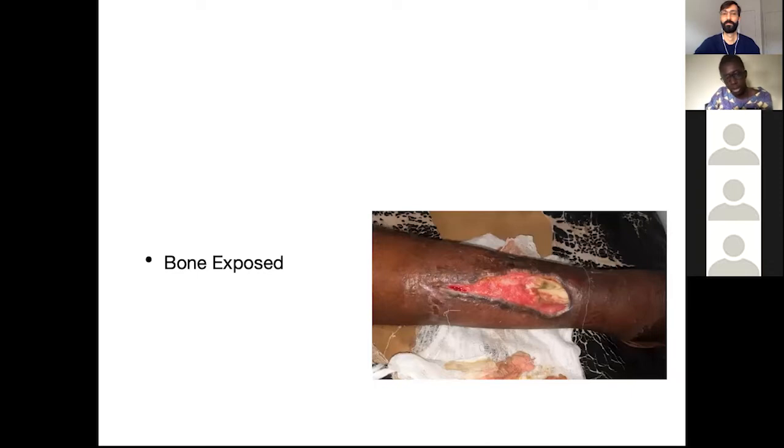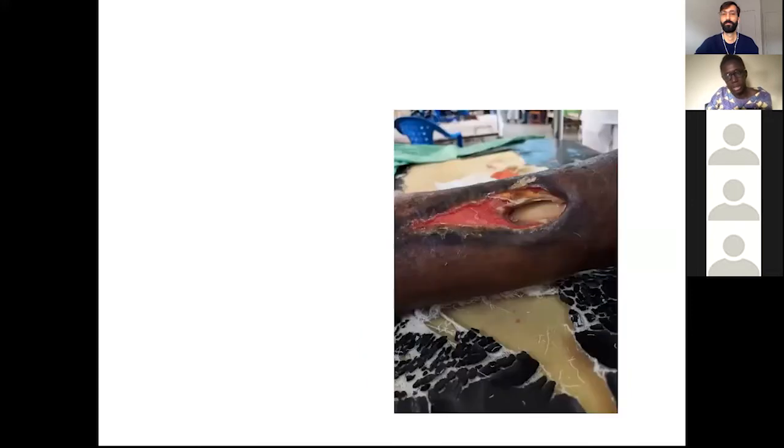So he had the bone exposed, and part of it got necrotic. Then we had to take him back to theater to do more debridement.